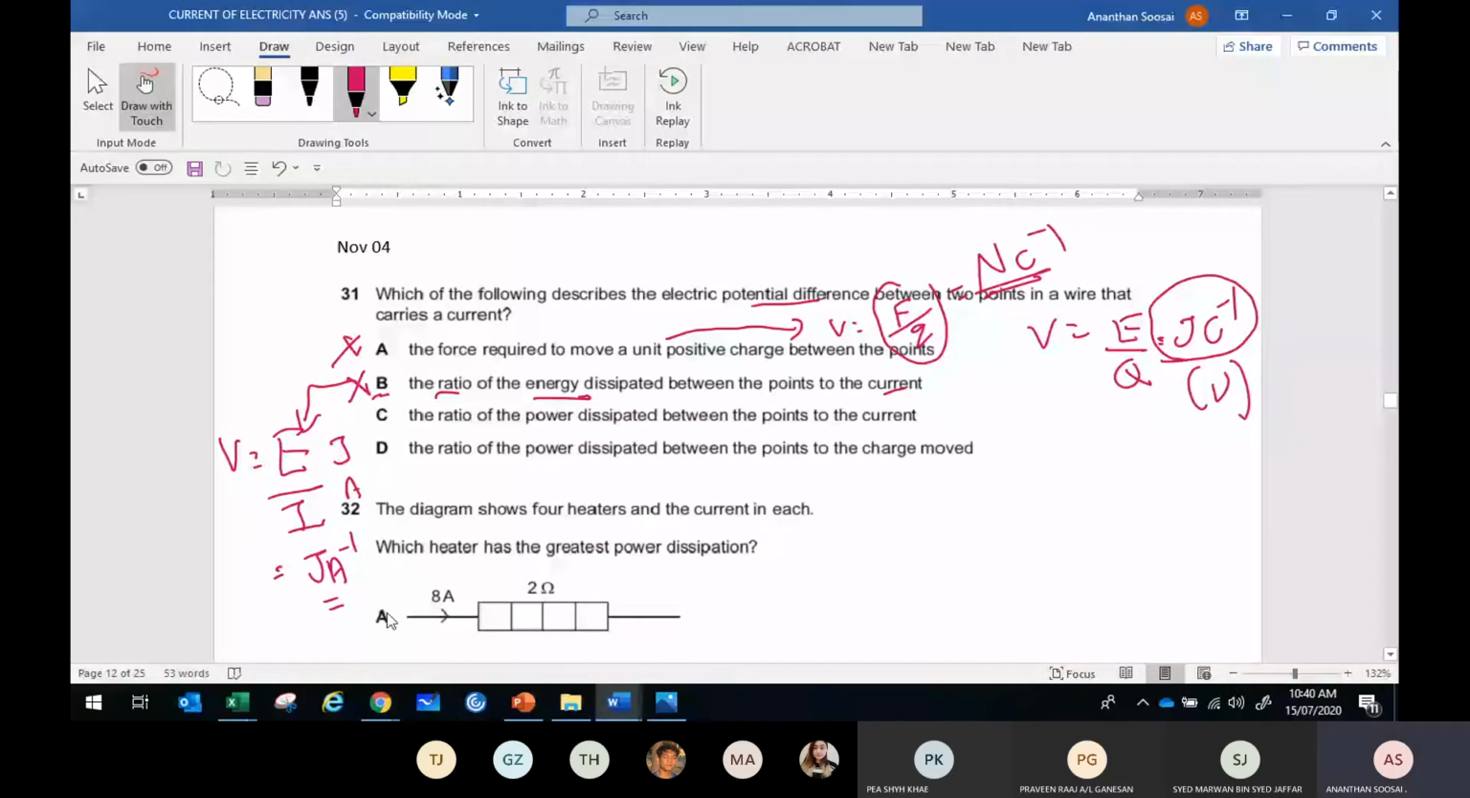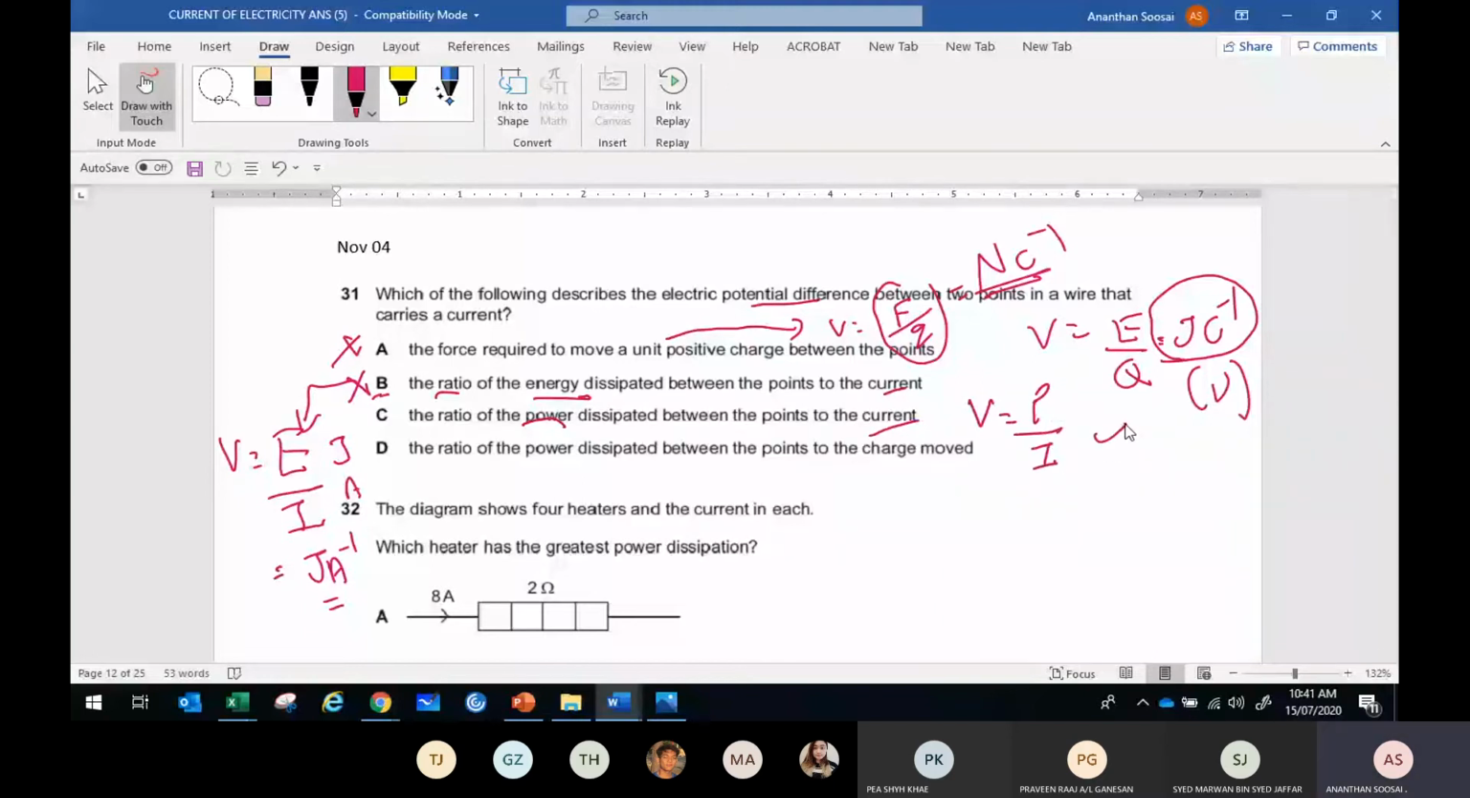Okay, so check which one is most suitable. Go for C. Could be the C answer. The ratio of power dissipated between the points to the current. They say voltage is the ratio of power to the current.